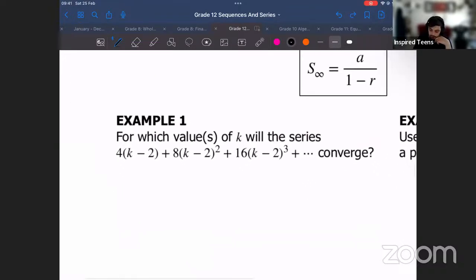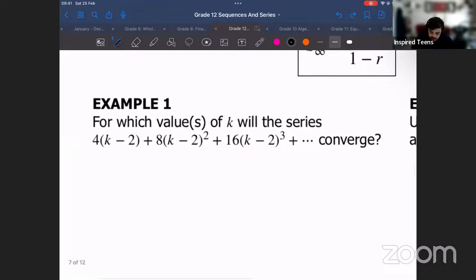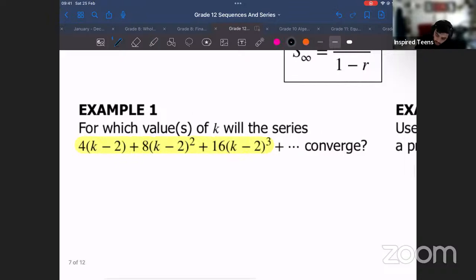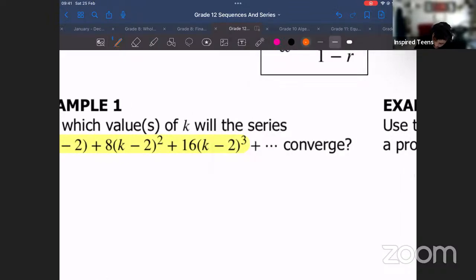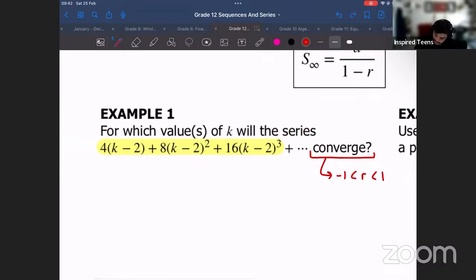Okay, so the sum to infinity formula, which we are going to use as yet. The question is, for which values of k will this series converge? So they want to know, when is the series going to converge? Firstly, a series only converges when r is between 1 and -1. That's when a series is going to converge. So they want to know for which values of k will the series converge.